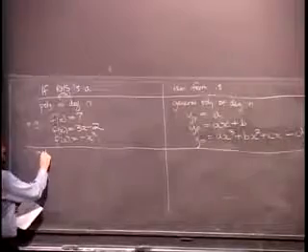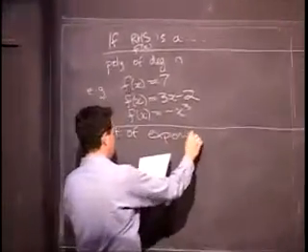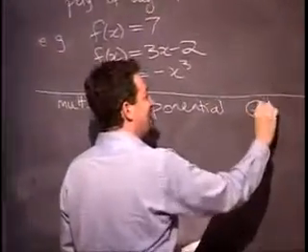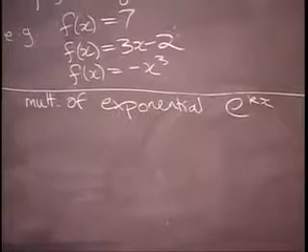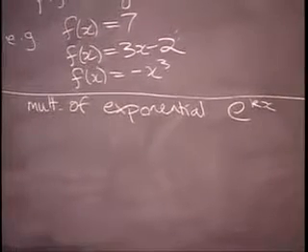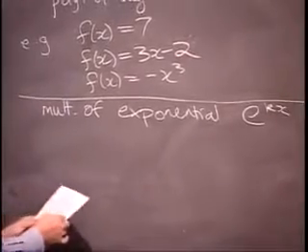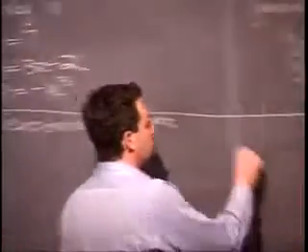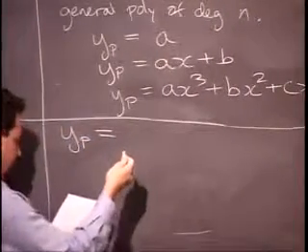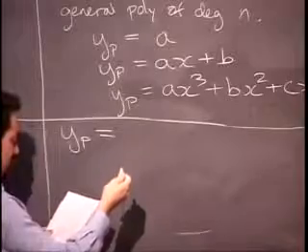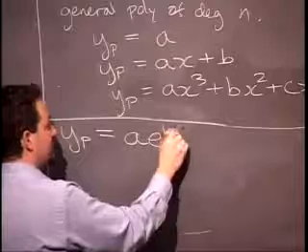Suppose it's a multiple of an exponential, e to the kx, where k is some particular number. So the right-hand side of the original differential equation is an exponential, or a multiple of an exponential. Well, then, the form should be yp is equal to some constant. I guess I've called it capital C. That was pretty dumb. Let's call it a e to the kx.